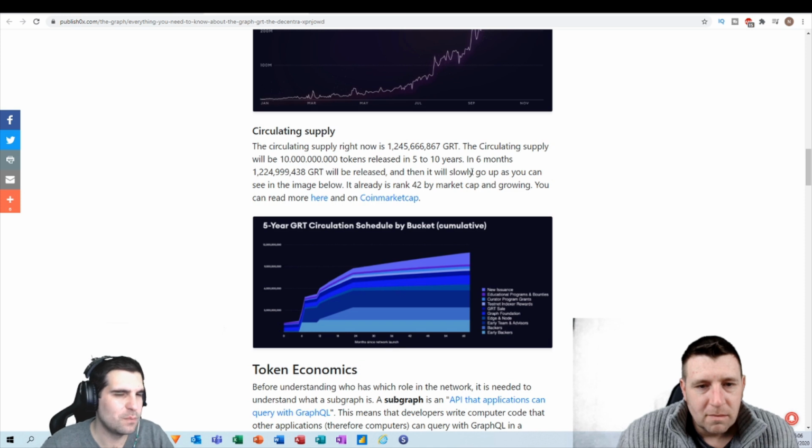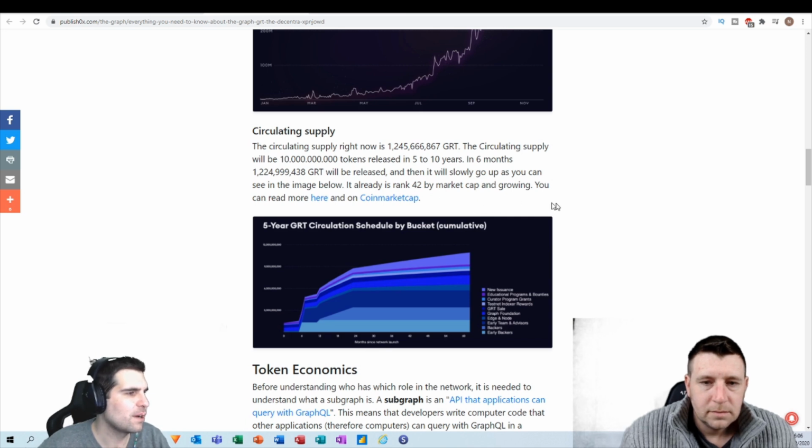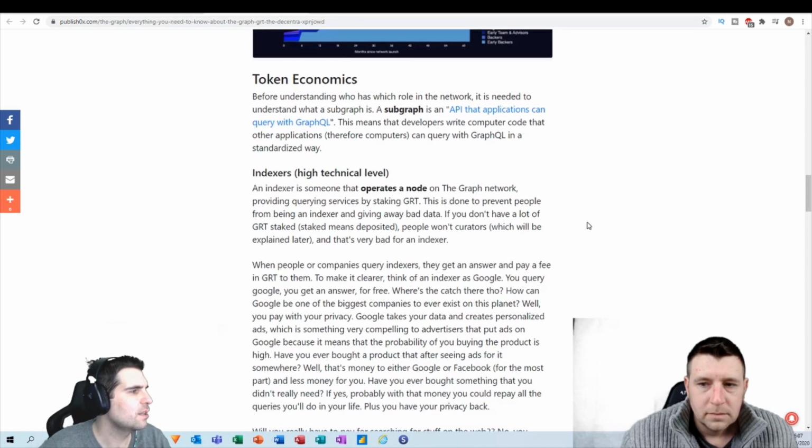So you have this fantastic movement right now with 1.2 billion in circulating supply. We're going to see another 1.2 in 6 months. So we would expect a little bit of turbulence with that pricing within that period. It's currently ranked 42nd by market cap, and again that will adapt and change based on the circulating supply. So let's take a look at the tokenomics.